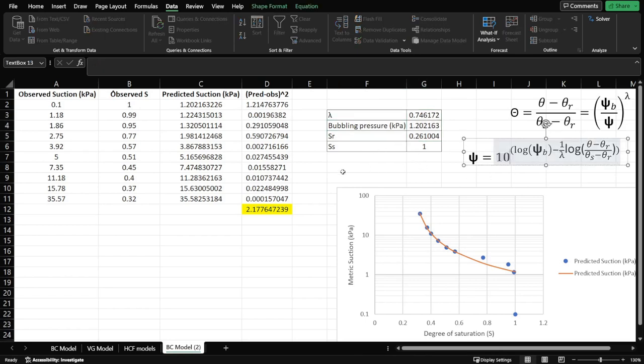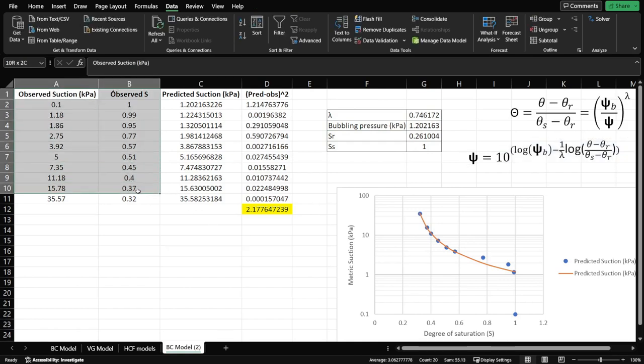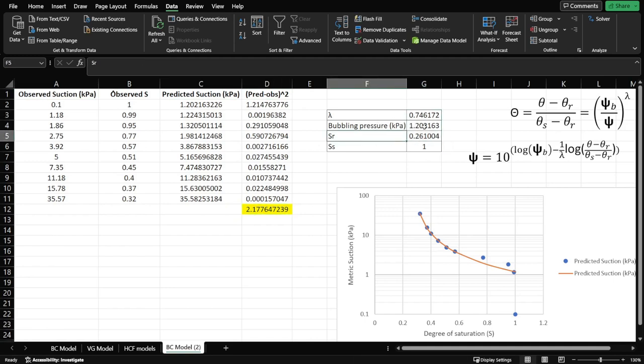So at the end, the summary is that we had the observed values from the experiment. We used the Brooks and Corey model to predict these values of the suction. Then we minimized the error in the prediction by tuning the values of lambda, the bubbling pressure psi b and the SR. In this way we have obtained the optimum values of these three parameters.